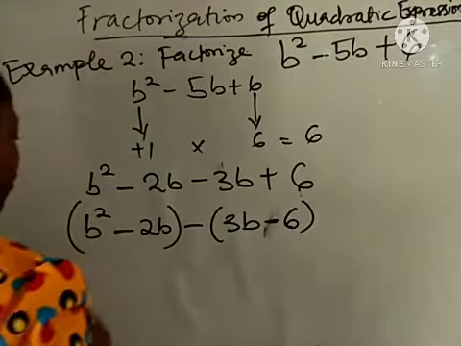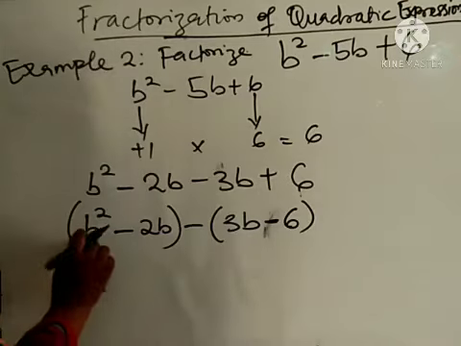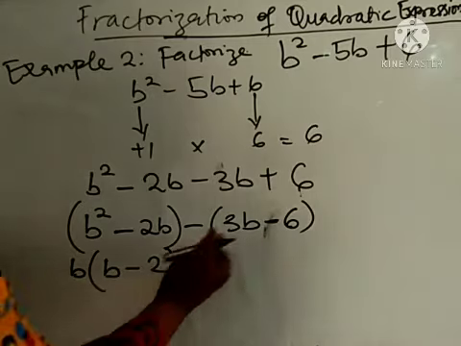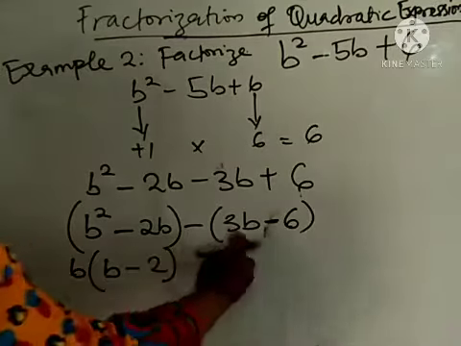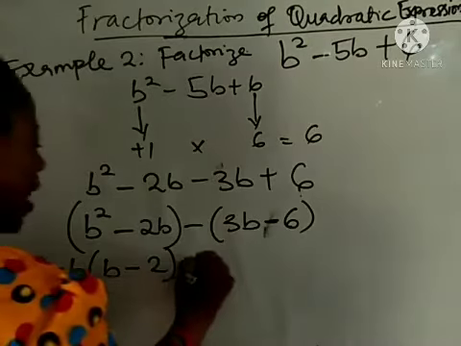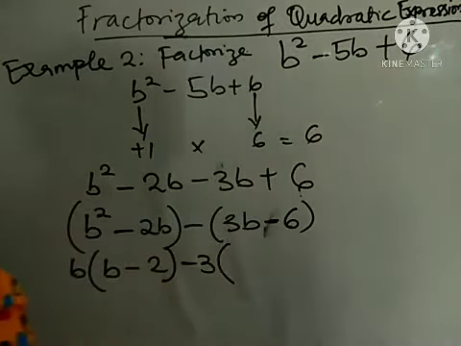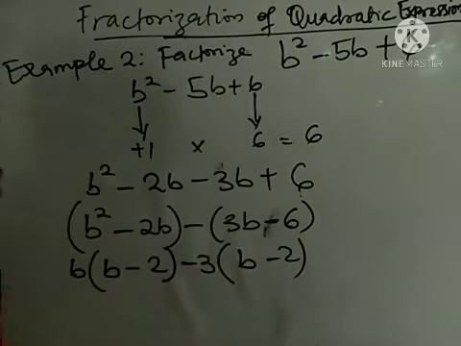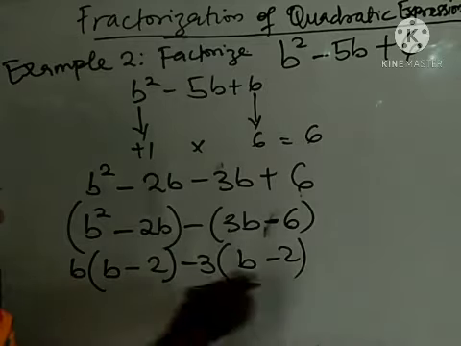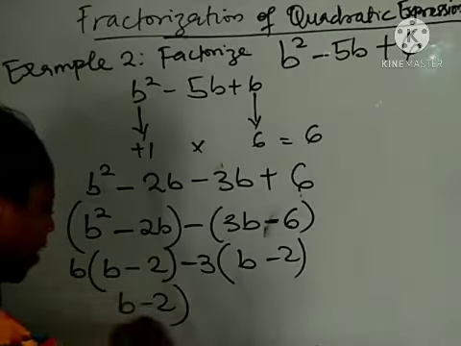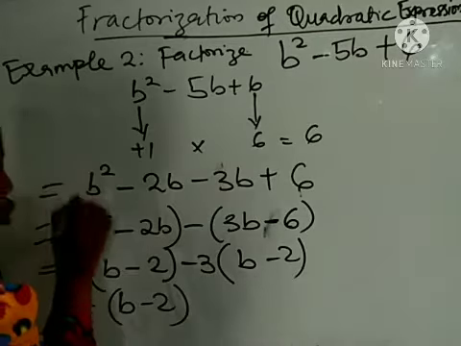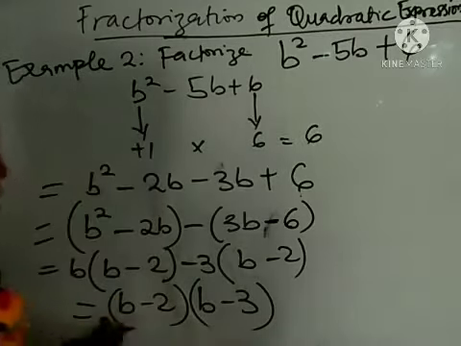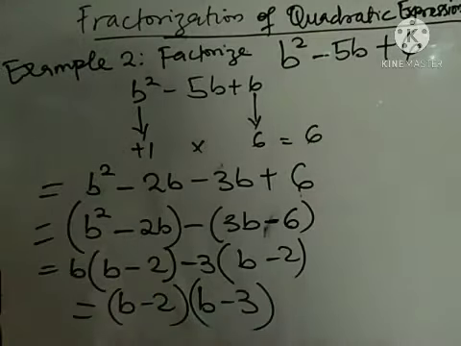So from here, what is common to both of them? B. If you divide this by B, you have B minus 2. What is common to these two? 3 can go in 3B, 3 can also go in 6. So we have minus 3. If you divide this by 3, you are going to have B. Divide this by 3, you are going to have minus 2. So we now have, the bracket is the same, isn't it? We now have B minus 2. Then we pick the numbers attached to the bracket. B minus 3. B minus 2. B minus 3.